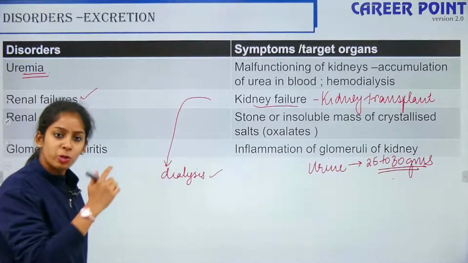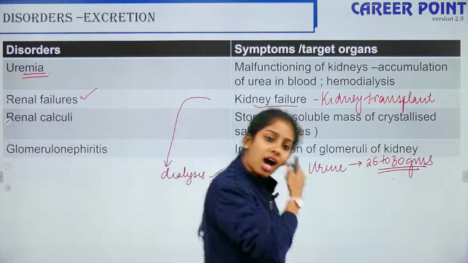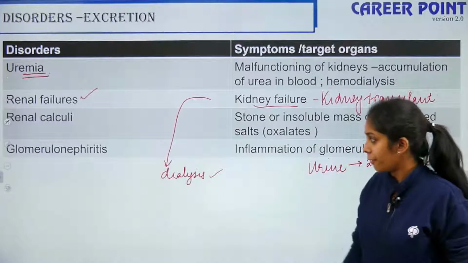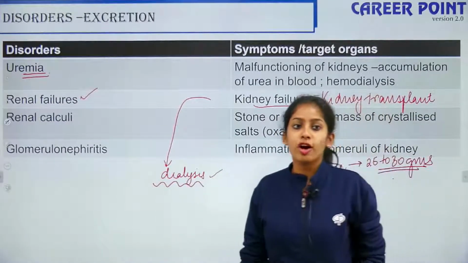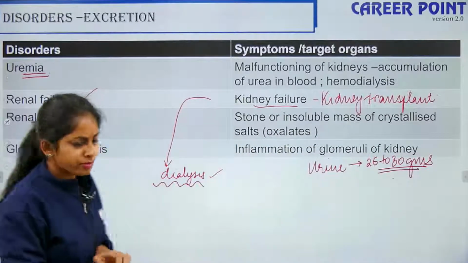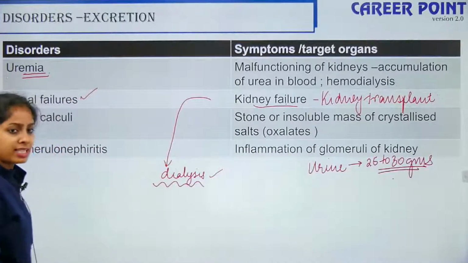Yes, the donor should be of the same blood group. Yes, the Rh should be the same. Yes, perfectly right. So you can go for dialysis, but this is only for a short period. It is not for lifelong. So what happens in dialysis?